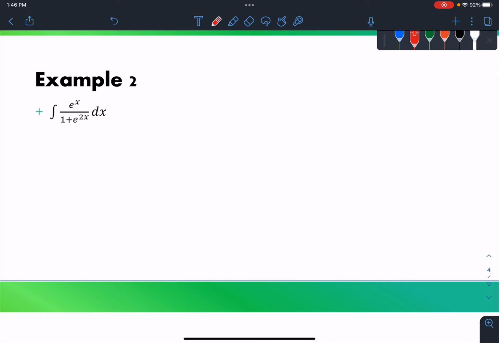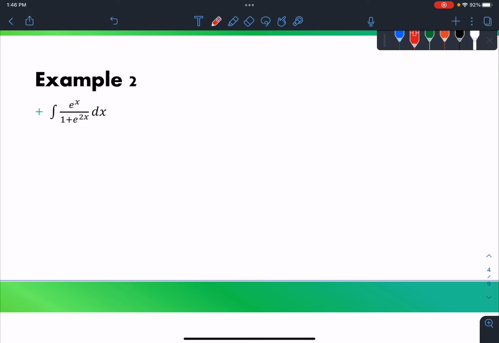However, this one resembles the denominator sum of squares. Okay, so sum of two squares. So if we let our a squared be 1, and our u squared be e raised to 2x, therefore our a, the square root of 1, is 1, and the square root of e^(2x) is e raised to x. Because u squared would make it e raised to x raised to 2, which is equivalent to e raised to 2x.